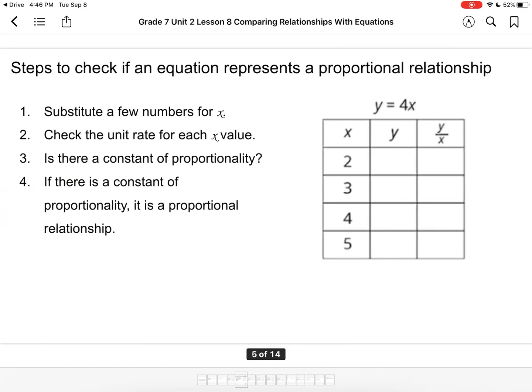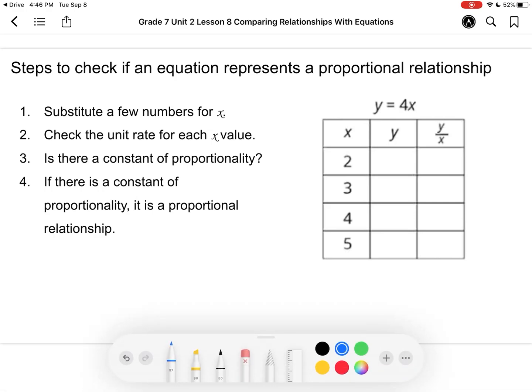So y equals 4 plus x is not proportional. Let's look at another one: y equals 4 times x. Let's substitute some numbers here. 4 times 2 is 8. 4 times 3 is 12. 4 times 4 is 16. 4 times 5 is 20.